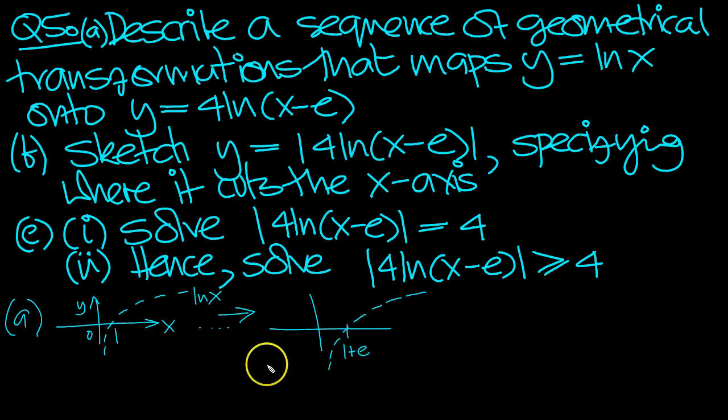So here's the same graph, but just shifted forwards by e units. So that's a translation. Forwards by e, not for anything vertical, just moved across.